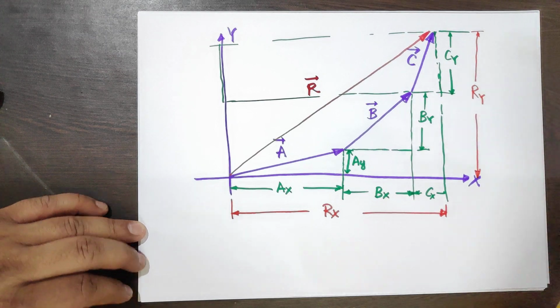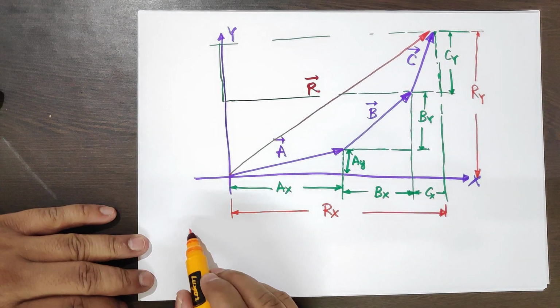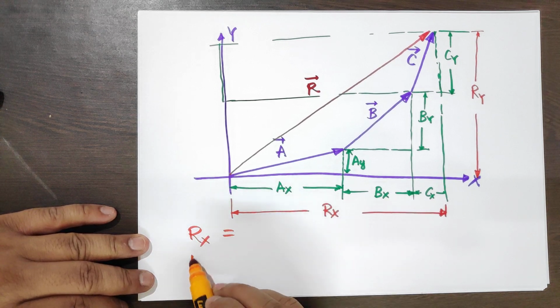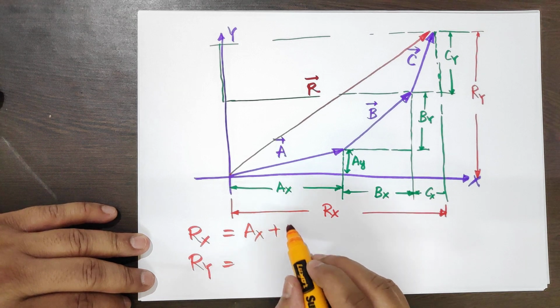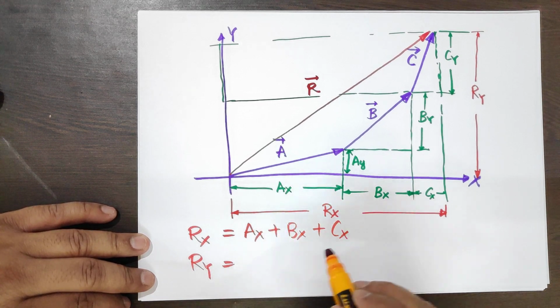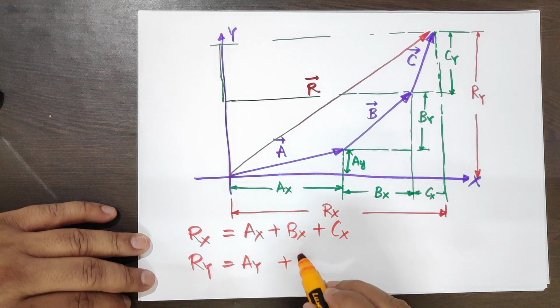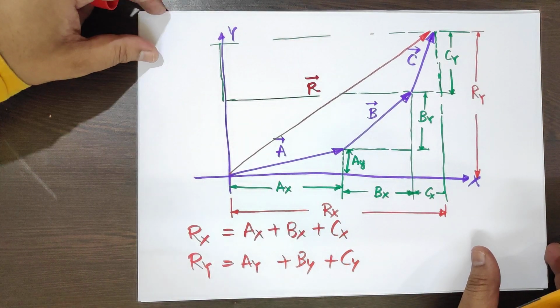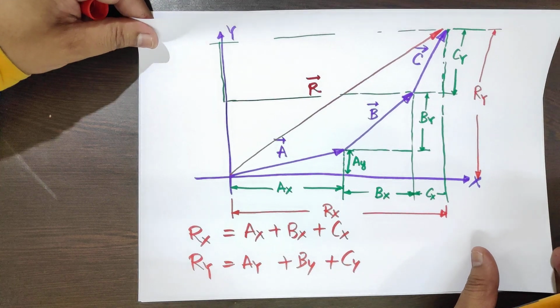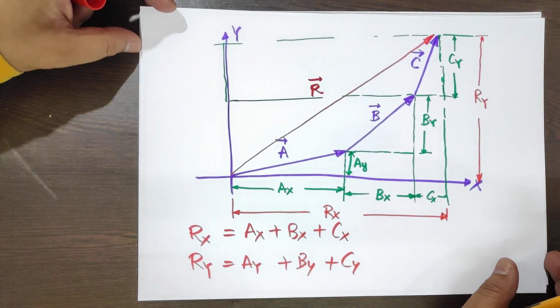Okay. So you see, Rx is Ax plus Bx plus Cx. Ry is Ay plus By plus Cy. Okay. So this is the thing, we have first resolved the vectors.